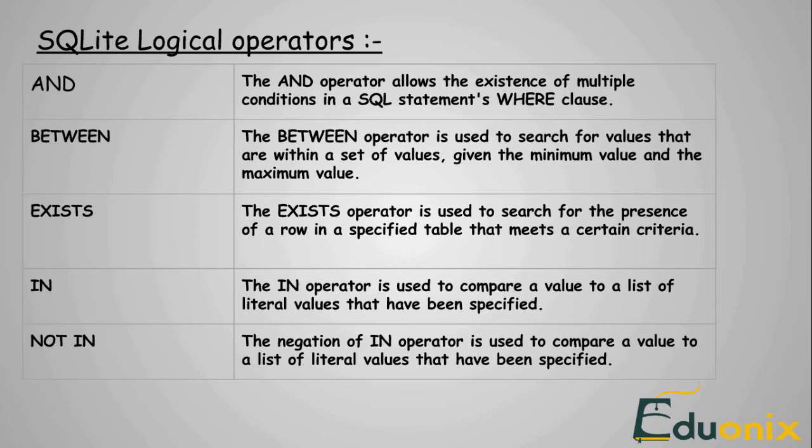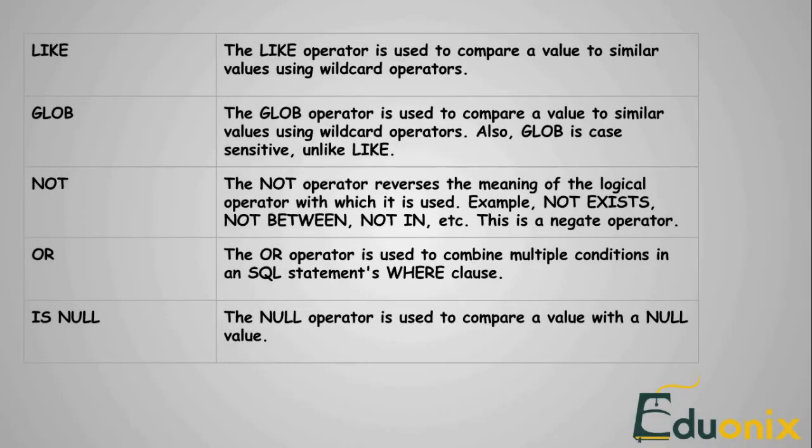Then there is the EXISTS operator. The EXISTS operator is used to search for the presence of a row in a specified table that meets certain criteria or specifications. Then there is the IN operator. The IN operator is used to compare a value to a list of literal values that have been specified. Then, opposite to it, there is the NOT IN operator. So the negation of the IN operator is used to compare a value to a list of literal values that have been specified.